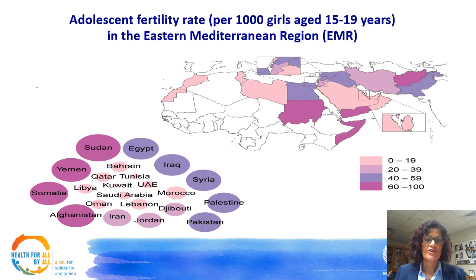I would like to share with you the adolescent fertility rate in the Eastern Mediterranean region to show you how much is the need for adolescent sexual and reproductive health services. The adolescent fertility rate of the region is the third highest after African and American region. Sudan and Afghanistan have the highest rate of 87 per 1,000 girls, and this corresponds to the unmet needs for family planning, including contraceptive, for this age group.